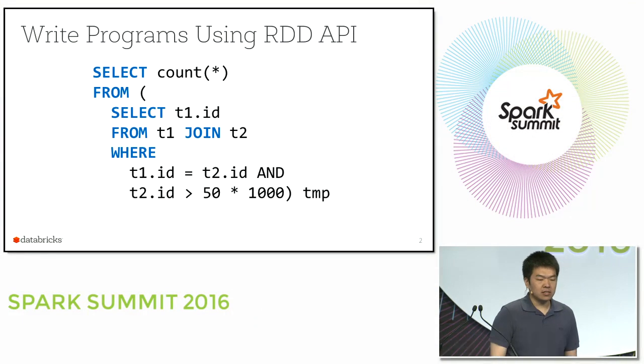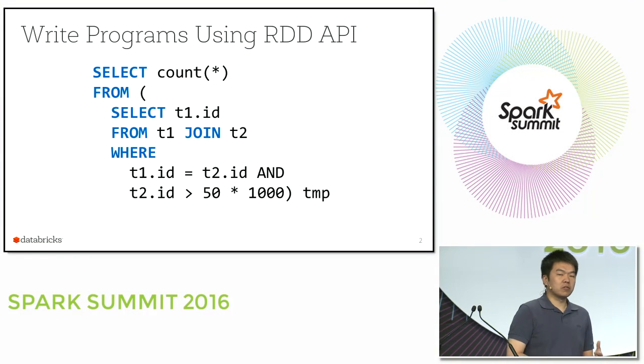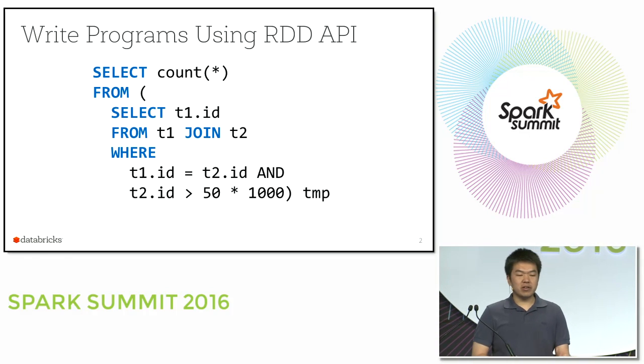Before I dive into Catalyst, let's start with some background material. Let's look at how we write code using the RDD API. Let's say I have a SQL query, and I'd like to write a program to evaluate this SQL query. And this query is very simple.